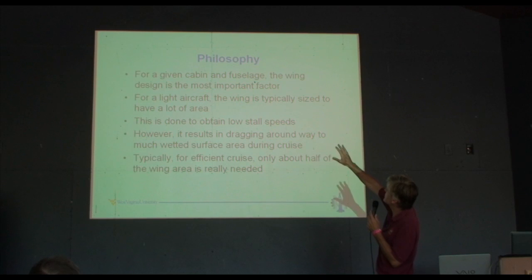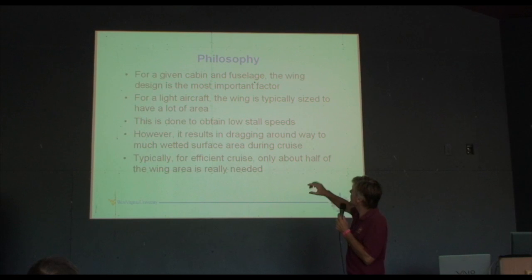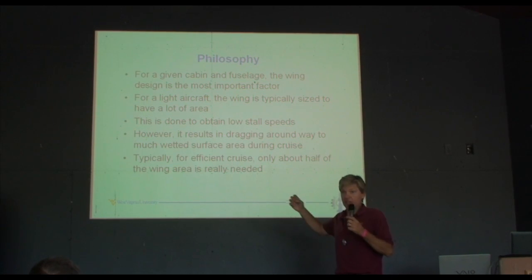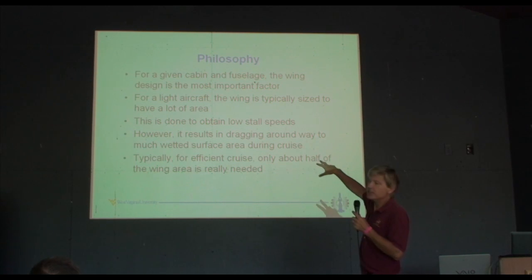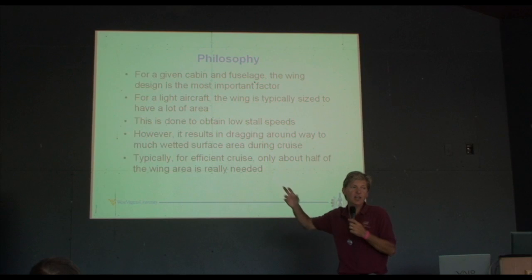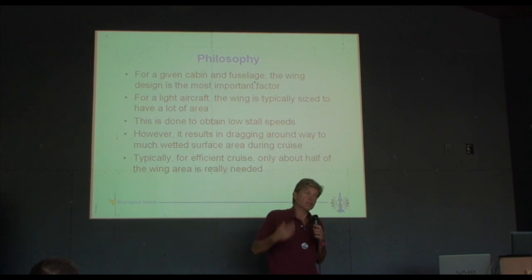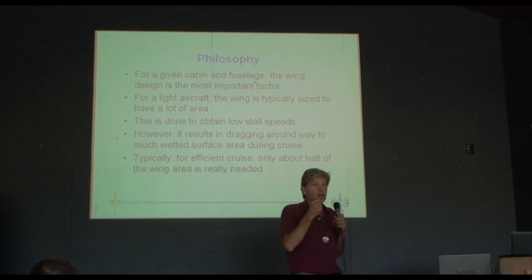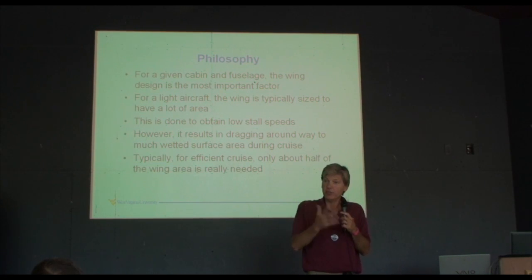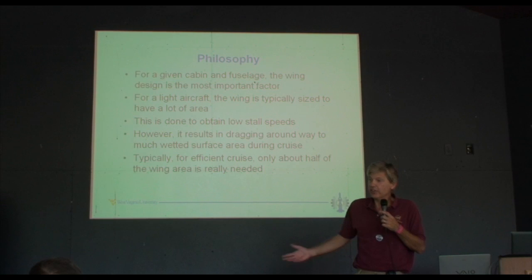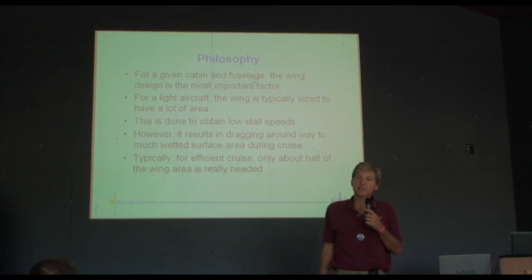For the given cabin and fuselage, the wing is an important factor. For the light airplanes, the wings are typically very big, okay? And this is done to obtain low stall speeds. We drag around way, way too much wing on all of these airplanes. Like I said, on all these airplanes, if you want to cruise efficiently, you would take out a saw and cut off half the wing. You don't need it. It's there to take off and land.